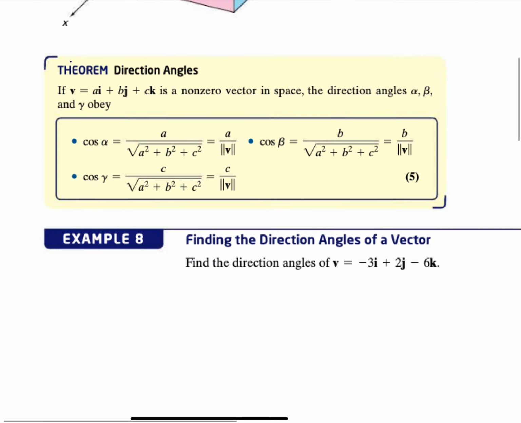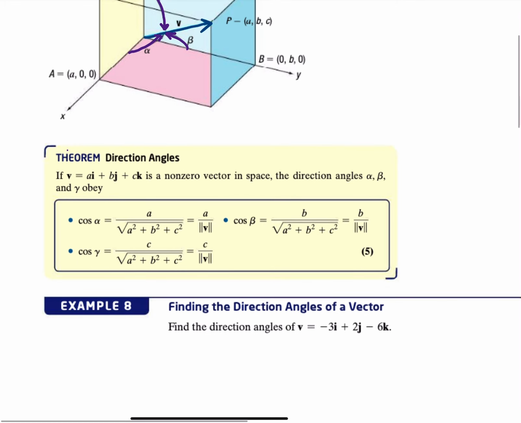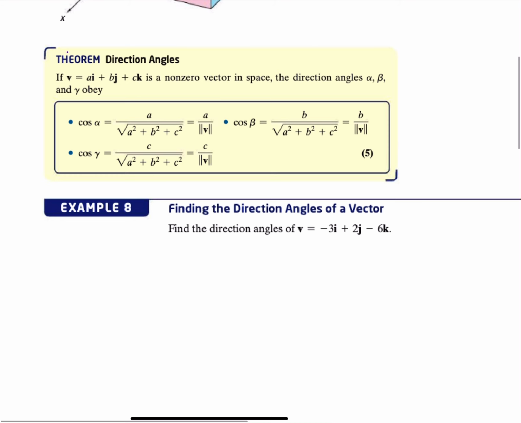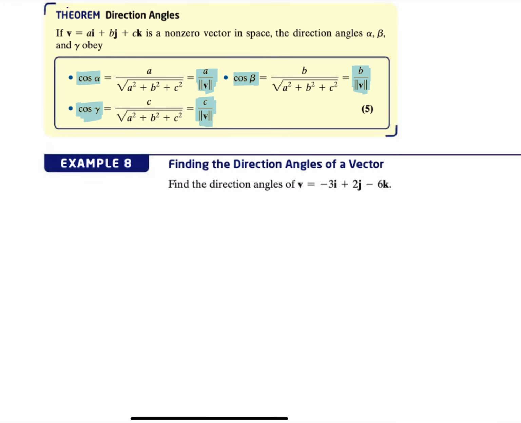And they give us some formulas for calculating these. You can get these from some triangles. We can say that the cosine of alpha is the a component of our vector divided by its magnitude. The cosine of beta is the b component of the vector divided by its magnitude. And the cosine of gamma is the c component of the vector divided by its magnitude. So let's use that to find the direction angles for the vector in example 8.